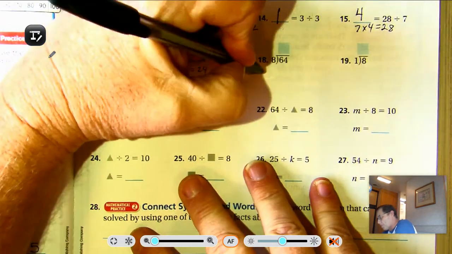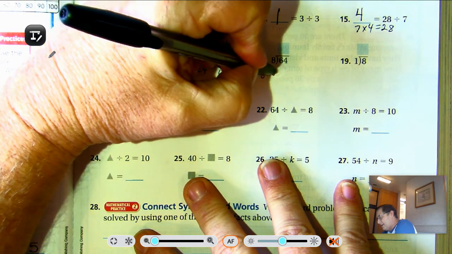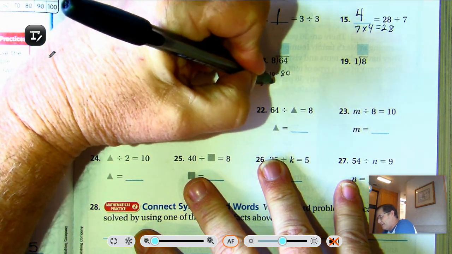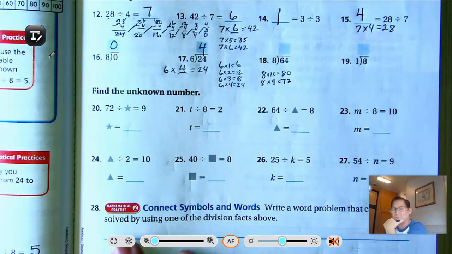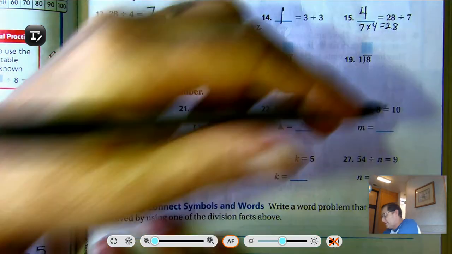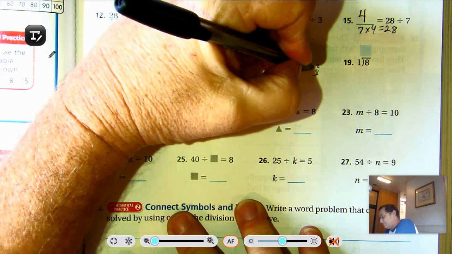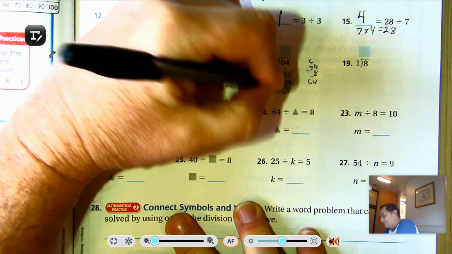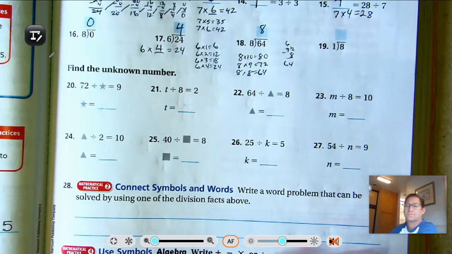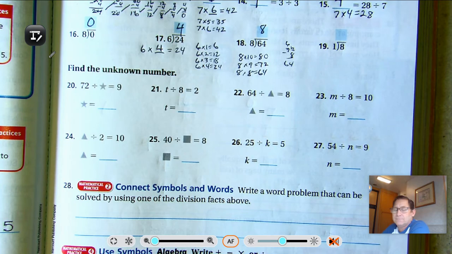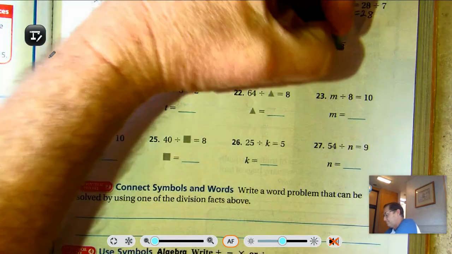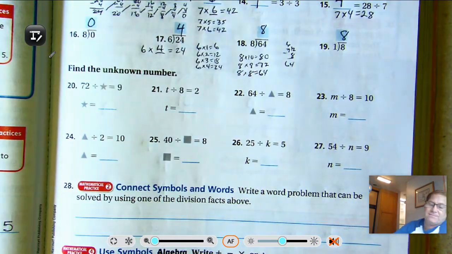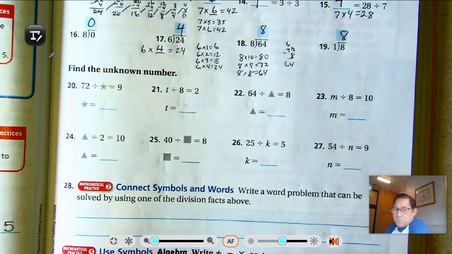Well, we said 8 times 10 was 80, and 8 times 9 was 72. What's 72 take away 8? 64. Okay, so 8 times 8 is 64. 8 divided by 1. 8. If I have 8, like 8 fish, and I only have one fishbowl, all 8 have to go in that fishbowl.